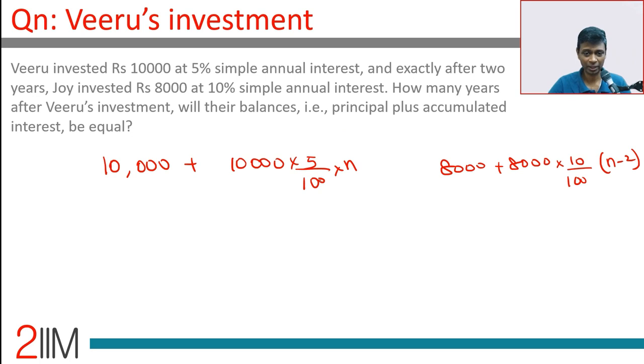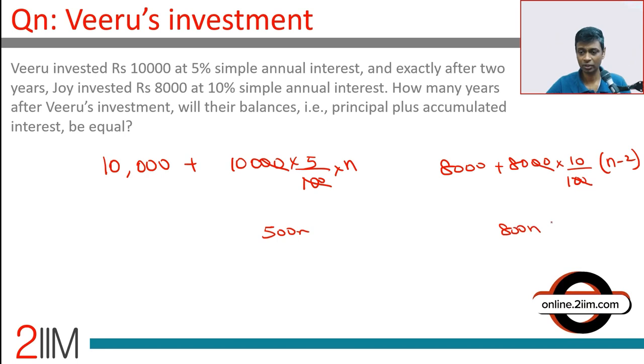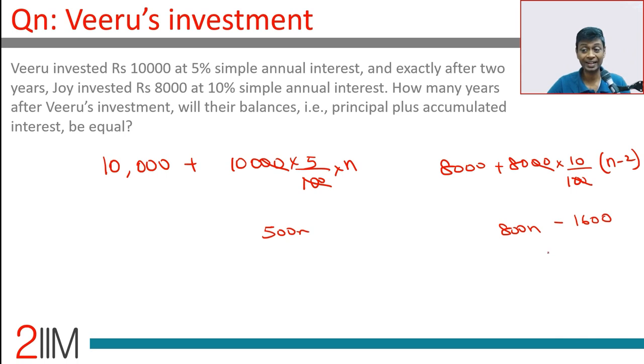That's it. Solve this. And 5 by 100, 100 gets cancelled. This is 500 n and 100 gets cancelled. This is 800 n minus 1,600. 800 into n minus 2. This is equal to this. 10,000. This side is also 2,000 plus 500 n and 800 n minus 1,600. Bring this 1,600 this side.